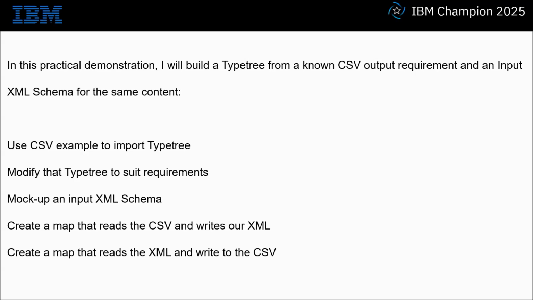In this practical demonstration, I will build a type tree from a known CSV output requirement and an Input XML schema for the same content. I will use a CSV example to import a type tree. I will then modify that type tree to suit my requirements. I will mock up an XML schema for input. I will then create a map that reads the CSV and writes our XML input. Finally, I will create a map that reads the XML and writes back out to CSV.